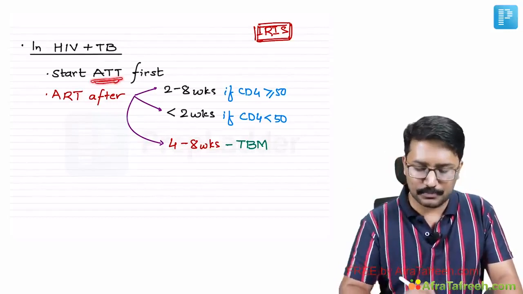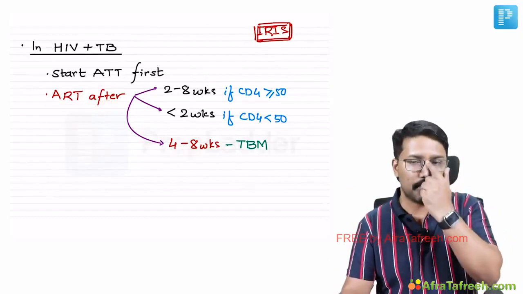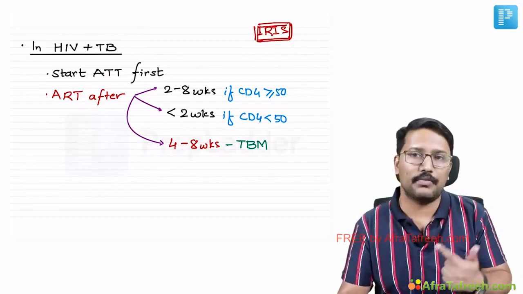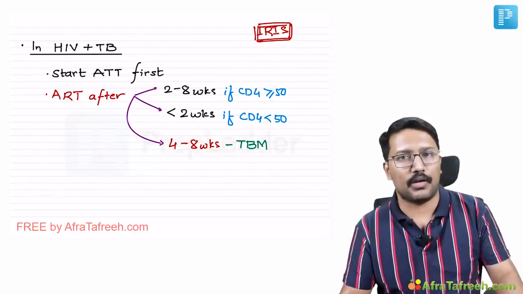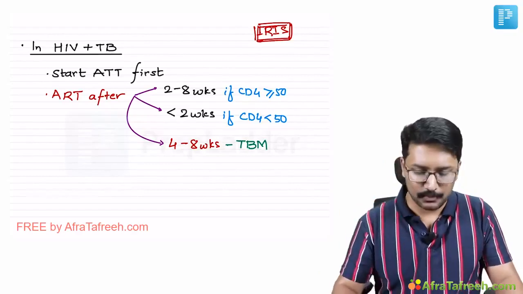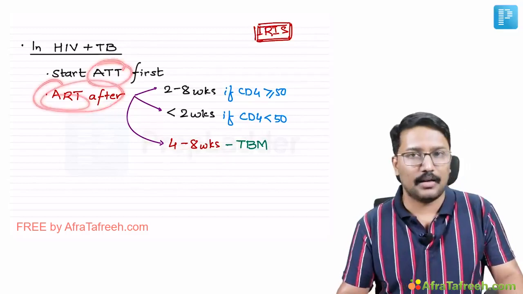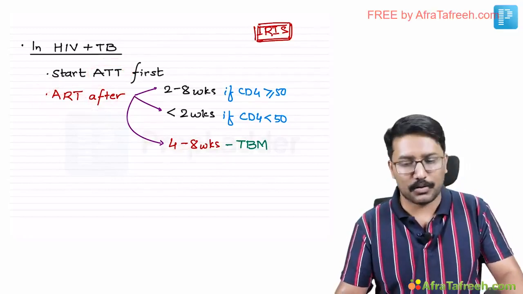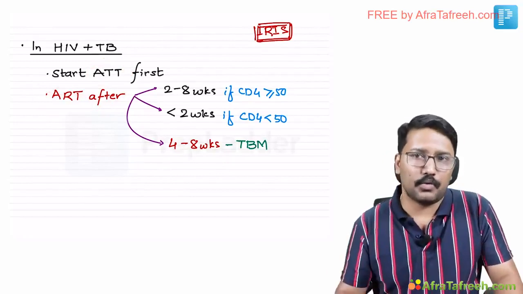So you start ATT, 4 to 8 weeks later you start ART, because tubercular meningitis as such needs a longer duration of ATT for clearance. And second thing, we don't want the patient to have an immune reconstitution affecting the CNS, right? So 4 to 8 weeks after initiating the ATT, we will start with ART in case of tubercular meningitis. Okay, so that is the information we need to know about the HIV-TB co-infection.